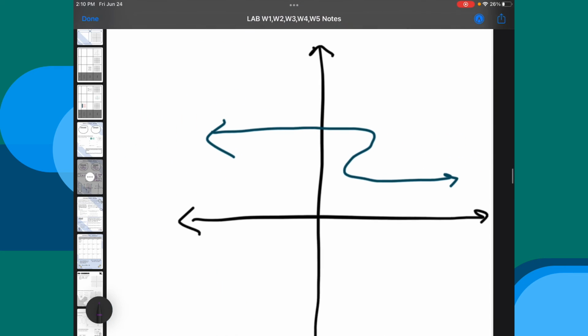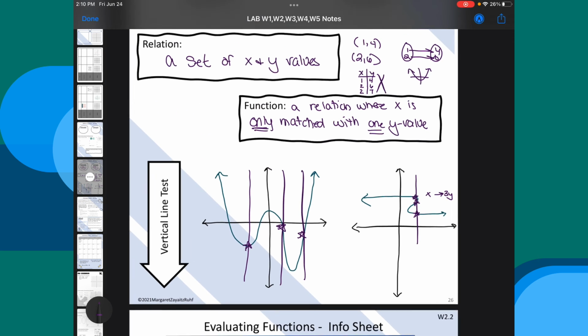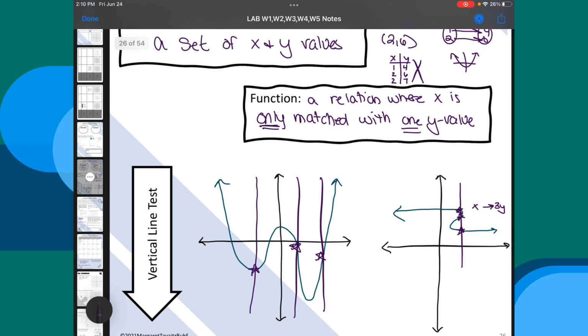In a graph like this, when we draw a vertical line, you can see the vertical line touches 1, 2, 3 places. That means x is being matched with 3 different y's. That is not a function, so we would say this fails the vertical line test and it is not a function. It would be a relation, but not a function. And that's how you know if something is a function or a relation.